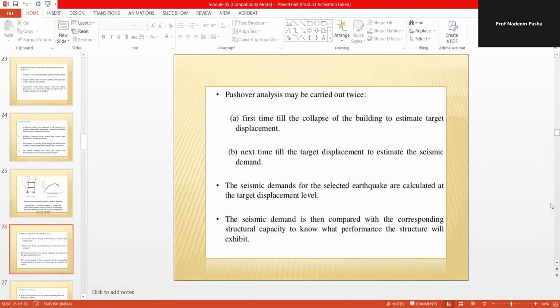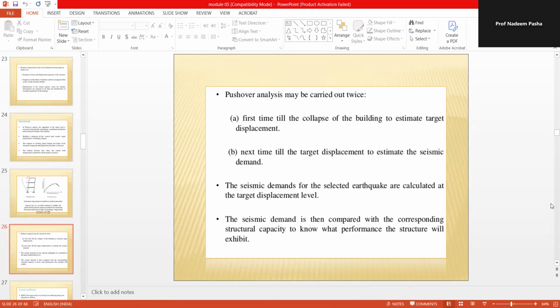Pushover analysis may be carried out twice. The first time, till the collapse of the building, to estimate the target displacement. The next time, till the target displacement, to estimate the seismic demand. So pushover analysis consists of two parts.